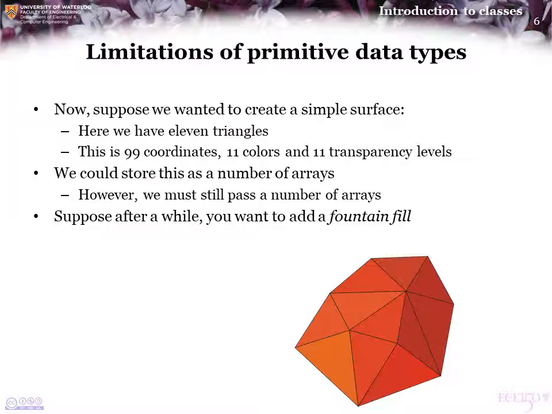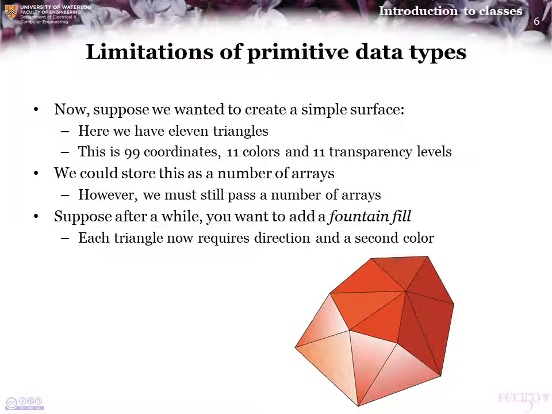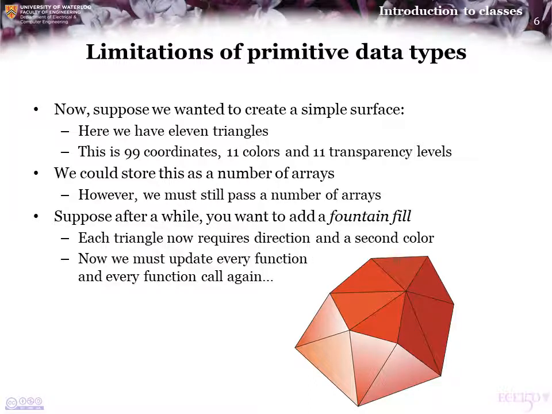Now, suppose after we've written all of these various functions to manipulate such an object, we want to add a fountain fill to every single triangle. This allows the color to vary from one corner to the other based on 2 different colors and an angle. So now every single triangle requires a direction, the direction of the gradient, and a second color, the color that we're going from and the color we are going to. Now we've got to go back and update every additional function to deal with that again, changing the parameters and then making sure that the appropriate arguments are passed to those newly defined functions.